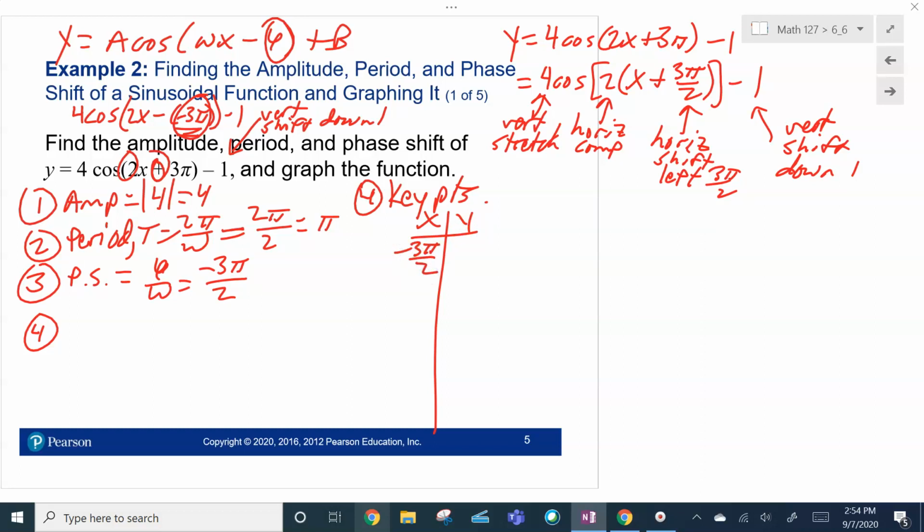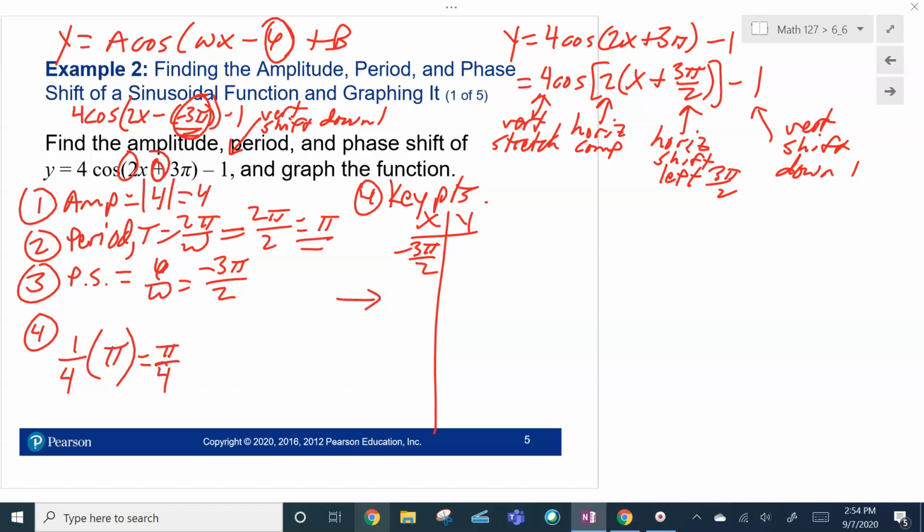We've moved it off of starting at an x value of 0. Since we moved it left 3 pi halves, let's just start there at negative 3 pi halves. Now, we're going to go a fourth of this period, which our period is pi, right? So a fourth of pi.